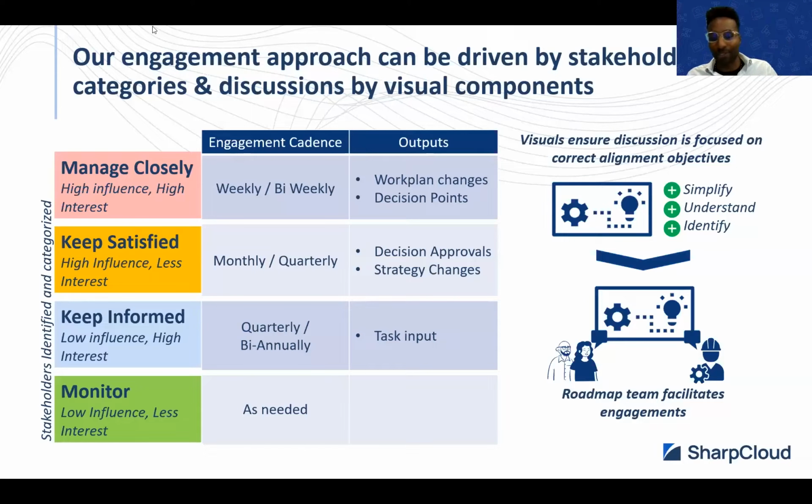And what the visuals allow us to do is just simplify the complex. So we're going to simplify the problem, maybe understand the underlying data there, and then be able to identify the problem areas. And then, of course, our roadmap team facilitates those engagements. So a combination of the responsibles and owners are going to engage the stakeholders needed to guide those discussions and find the work plan changes, find the decision points that are needed, and then escalate as required.